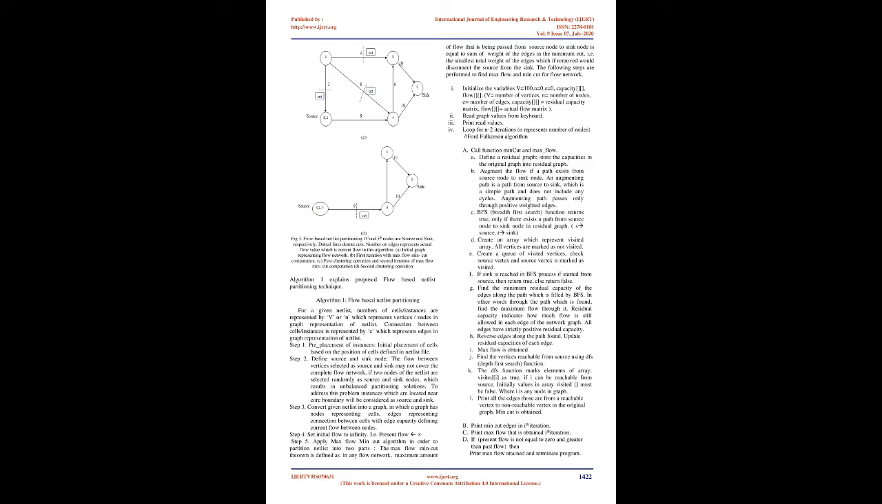Step 3. Convert the given netlist into a graph, in which the graph has nodes representing cells, edges representing connection between cells, with edge capacity defining current flow between nodes.